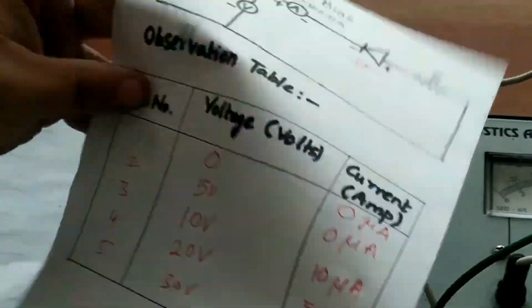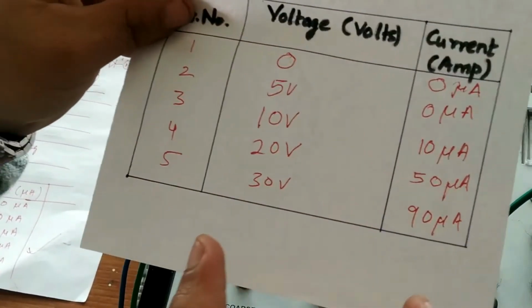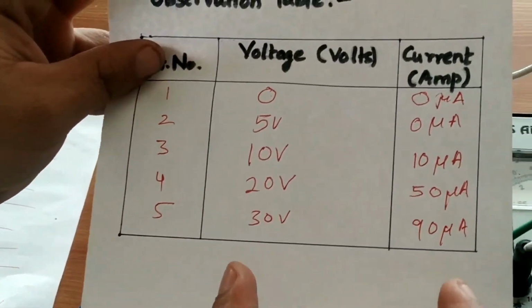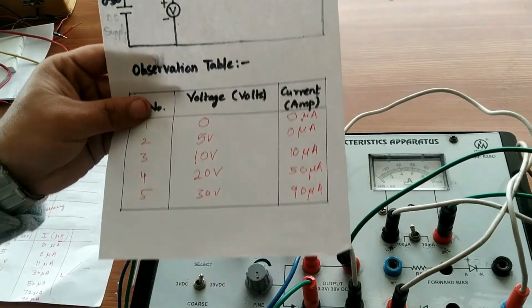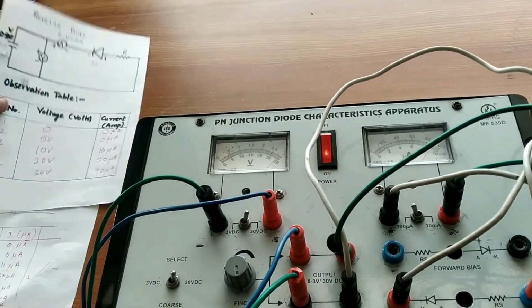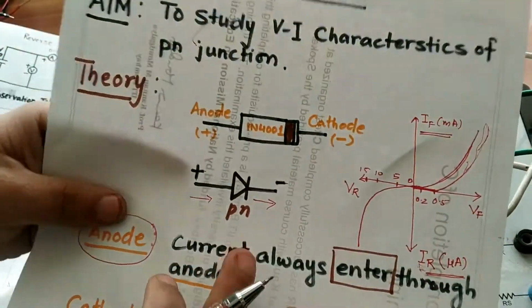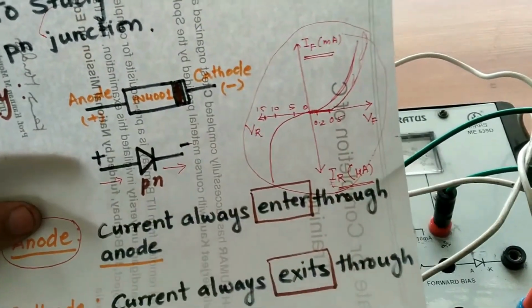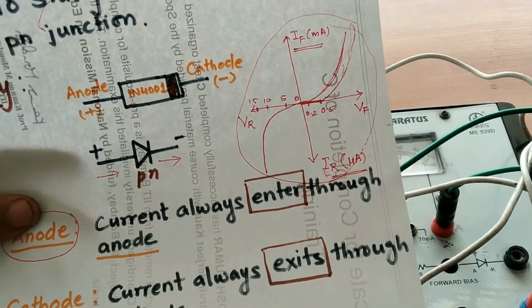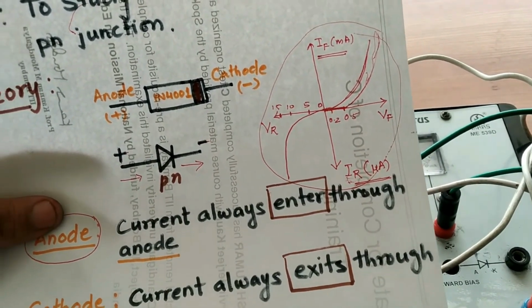In this way, if you start plotting this graph on graph paper, you will get the forward bias and reverse bias conditions of a PN junction somewhat like the one we have drawn. I hope you have got the idea of how this diode works.